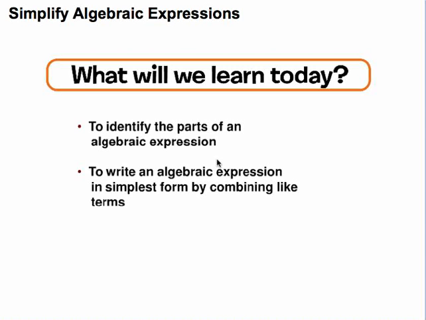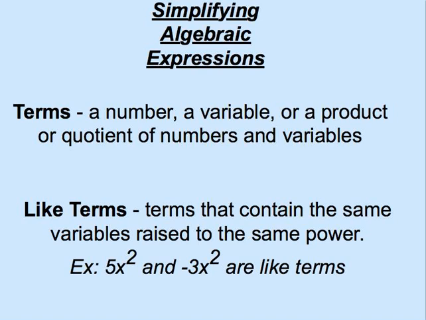So we're going to start out with vocabulary, but by the end of this lesson you guys are going to know how to simplify algebraic expressions to their simplest form. So let's get into the vocabulary. Alright, so in an algebraic expression you have terms. Terms can be a number, a variable, or a product or quotient of numbers and variables.